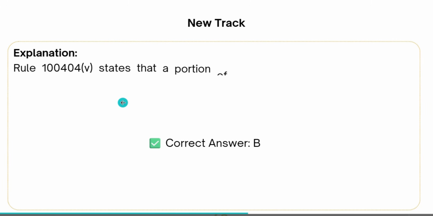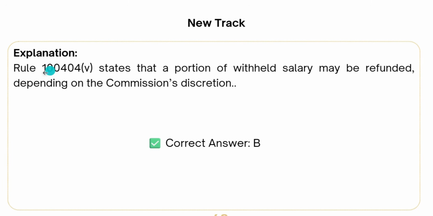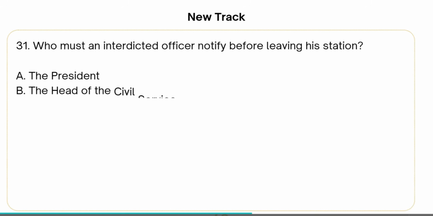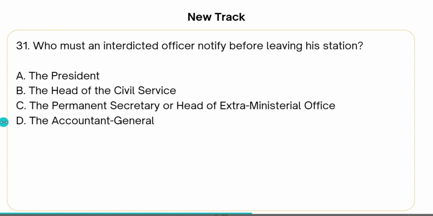So the right option, the rule, chapter 10, section 4, paragraph 5 states that a portion of withheld salary may be refunded depending on the commission's discretion, and that is option B.